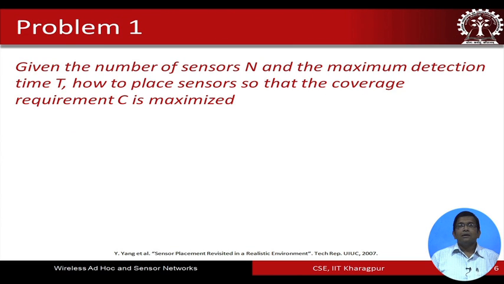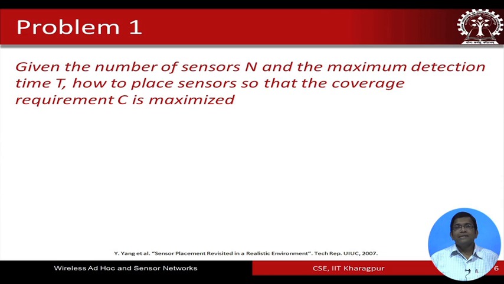There are three analogous problems that have to be considered when we are considering the three variables, capital N, capital T and C. The first variant of the problem is: given the number of sensors N and the maximum detection time T, how to place the sensors so that the coverage requirement C R E Q is met. In this slide we have C denoted, but to understand better we can think of it as C suffixed R E Q.